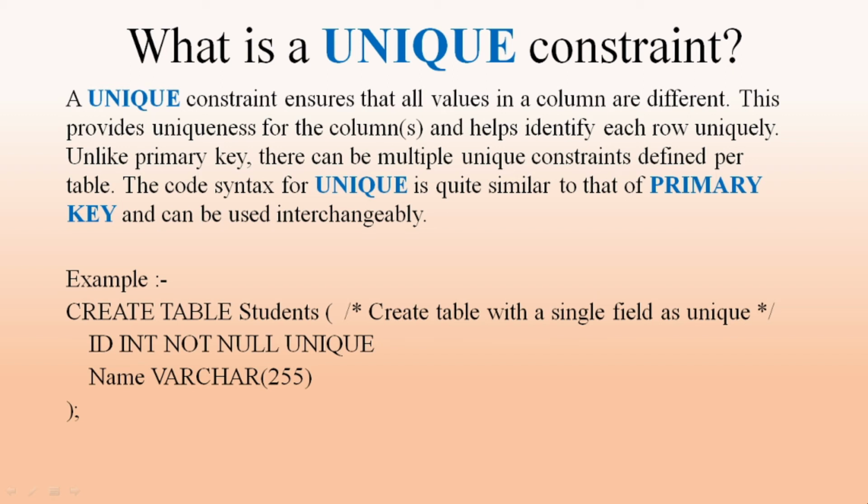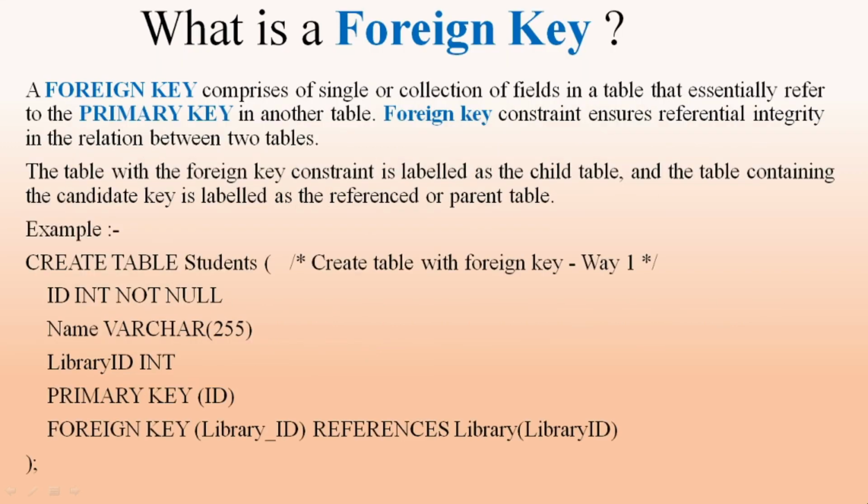Now what is a unique constraint? A unique constraint ensures that all values in a column are different. As we have discussed in the previous slide, the unique constraint is used to have distinct values in each and every column. For the example, you can see create table students id int not null unique. It means here also the unique constraint will provide a distinct ID number for each and every member of the class.